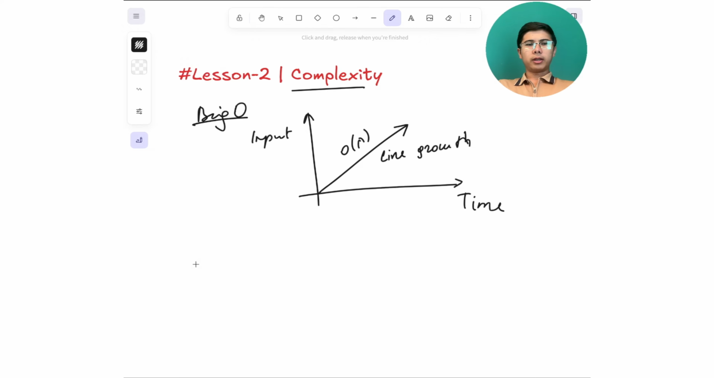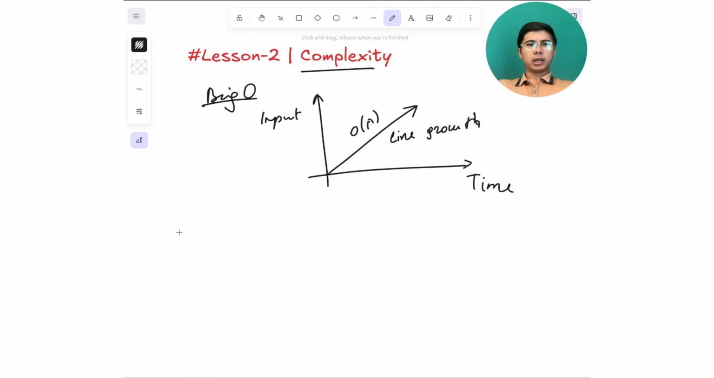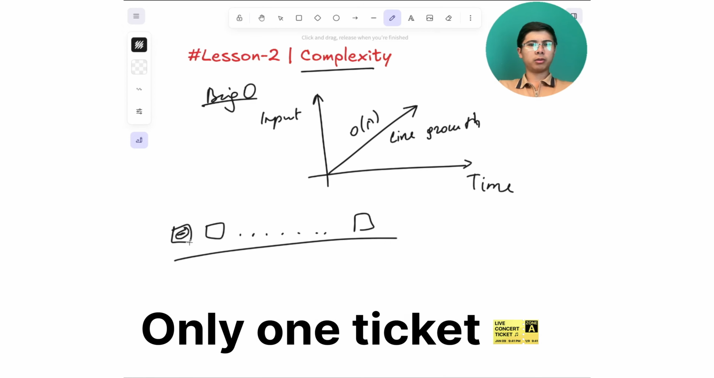Let's look at a real life example. Imagine we have several bags lined up 1, 2, 3, up to some number of bags, and only one of them contains a ticket. If we start searching and find it in the first bag, we don't need to check the others. For example, if the ticket is in the first bag, we don't have to search the other bags because there is only one unique ticket.